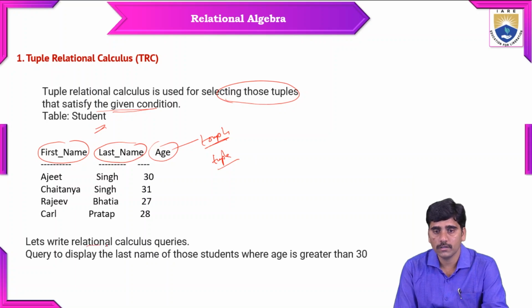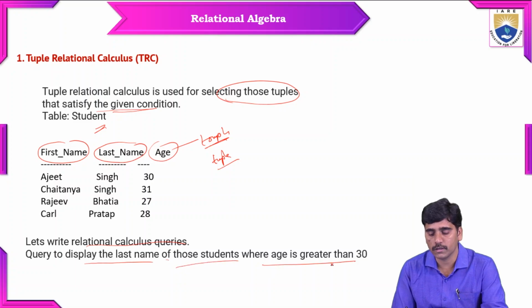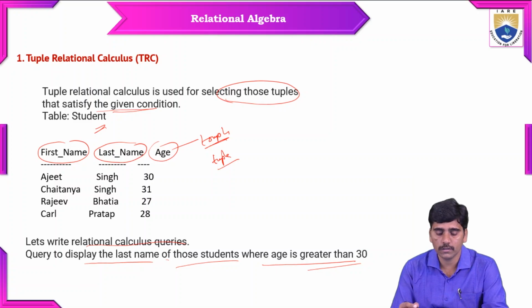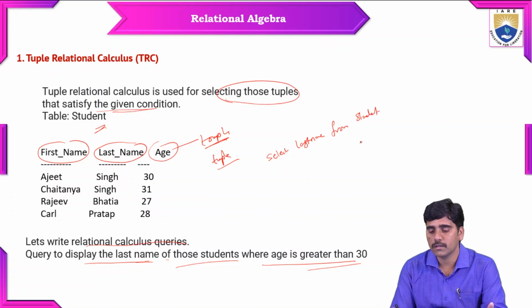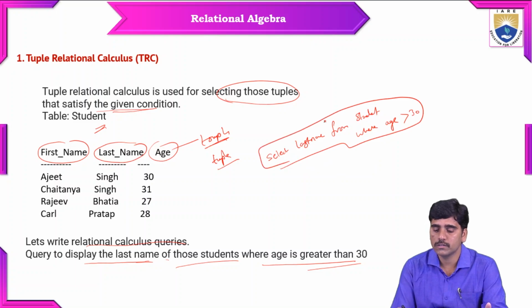So here let us write relational calculus queries. Query to display the last name of those students where age is greater than 30. Generally, we can write this query in a procedural way. I want to display the last name, so I can write the query: select last name from the table student where age greater than 30. On this condition, I am going to retrieve the data. This is how I can write the query in a procedural language.